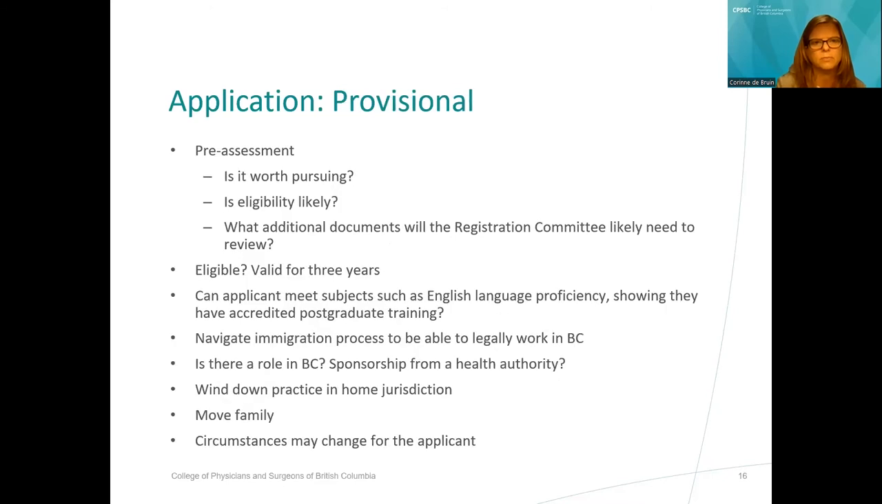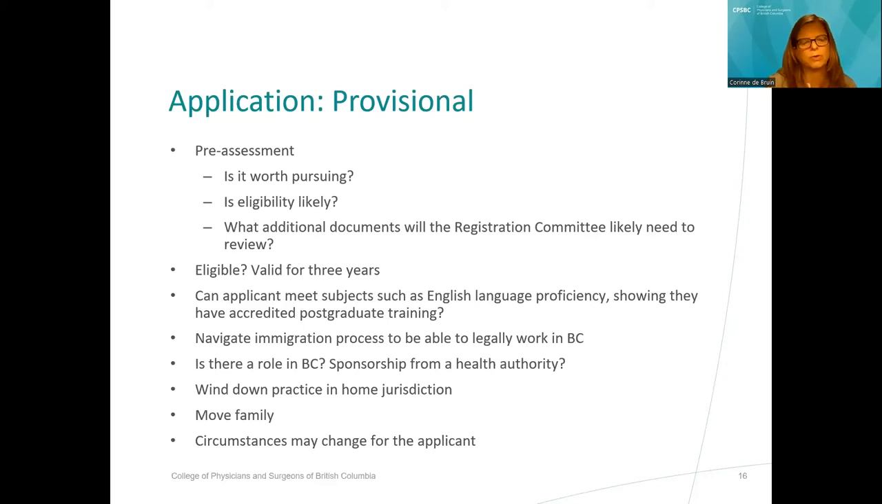Next slide, please. The application for provisional registration is quite a bit longer, and there's a number of reasons for that. We do a pre-assessment at the staff level, and then once we've done that pre-assessment, we take the file to our registration committee for review, and they issue an eligibility letter. The pre-assessment really tells an applicant physician whether it is worth pursuing, is eligibility going to be likely, what additional documents will the registration committee likely need to see in order to determine their eligibility. So this could be anything from credentials like their completion of training certificate, they need to show that they meet the English language proficiency requirements, and those are just two examples.